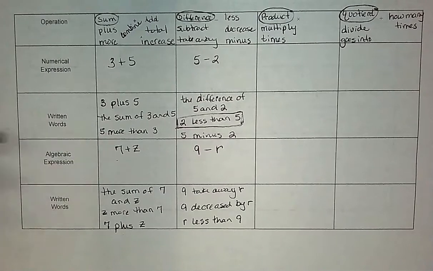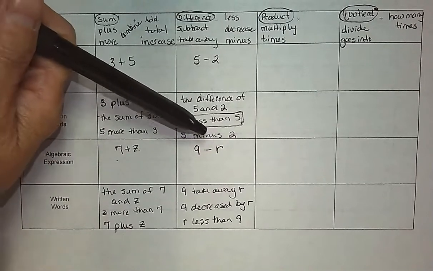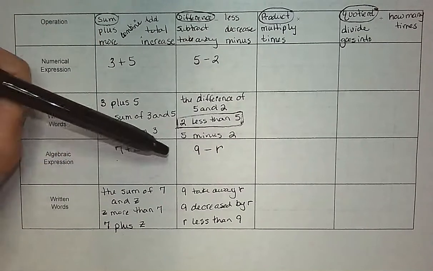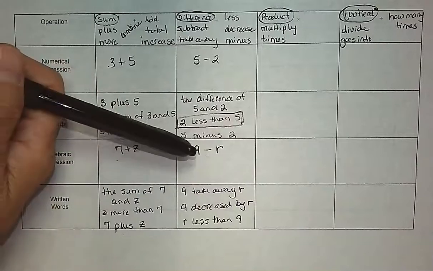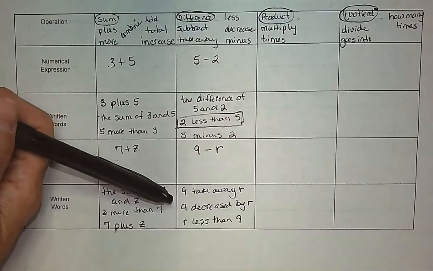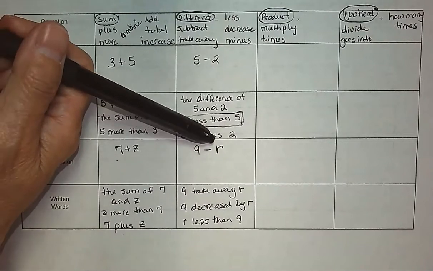All right, so let's look at an algebraic expression. So this one has a variable r, 9 minus r. Some ways to translate that would be 9, take away r. So there's 9, take away r. 9 decreased by r. We start with 9 and decrease by r.